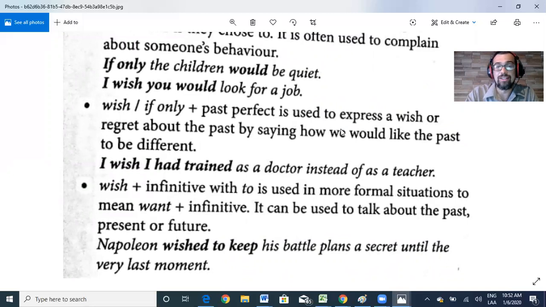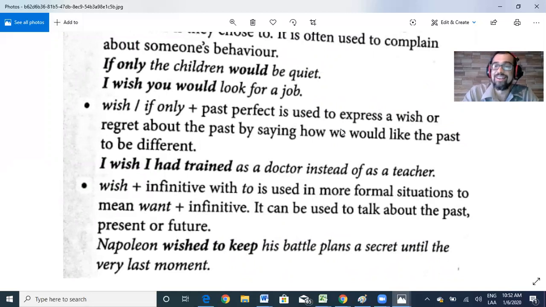Okay, so that's when we want to express how the past... I will wish that this past will be this way, or that person will do something else. This one we express or we wish something in the past. For example, I wish I had trained as a doctor instead of as a teacher.